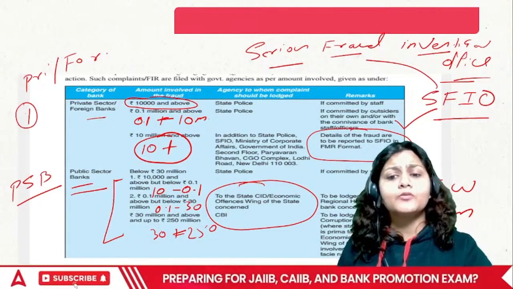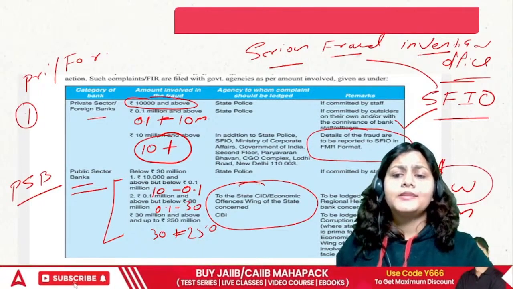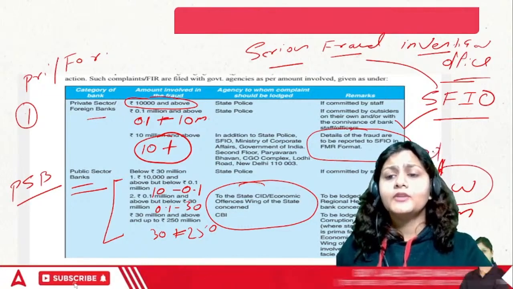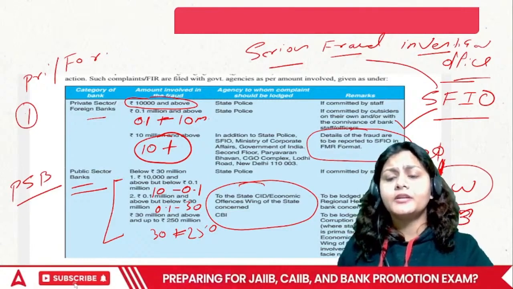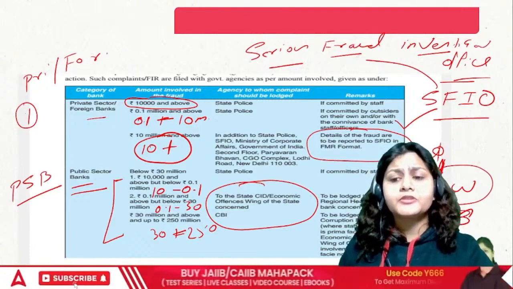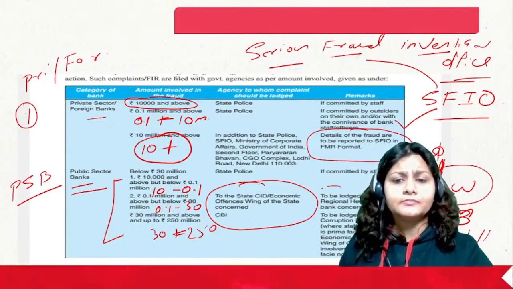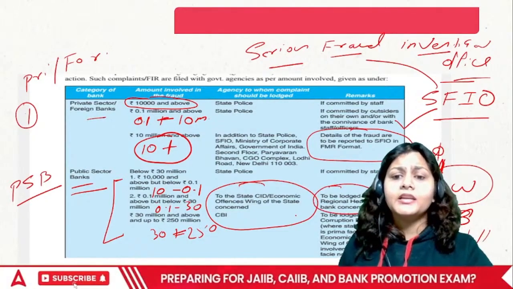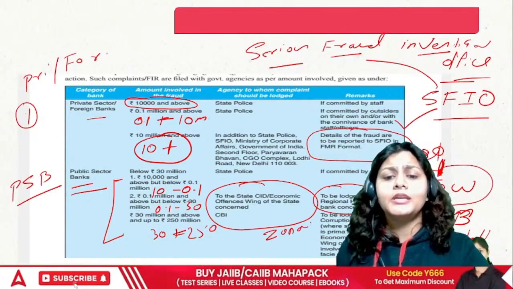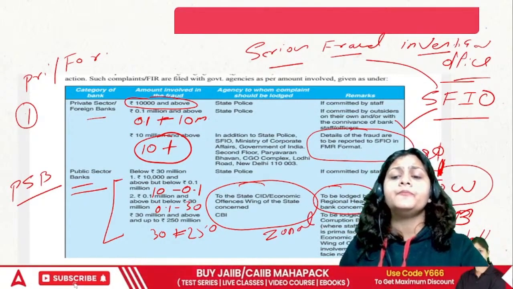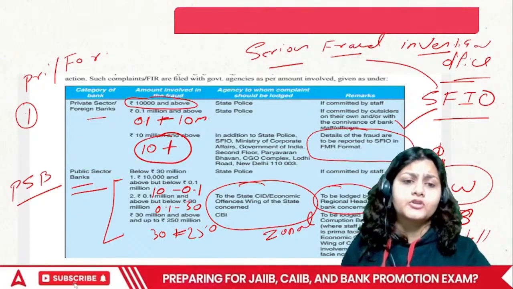What is the Economic Offence Wing? That is in case we do not know who is involved. Then ACB is the Anti-Corruption Branch, where staff is involved, right? So this is the case. And it should be lodged by the regional head, that is the zonal manager. He will register the complaint with the Economic Offence Wing and the Anti-Corruption Branch, right?